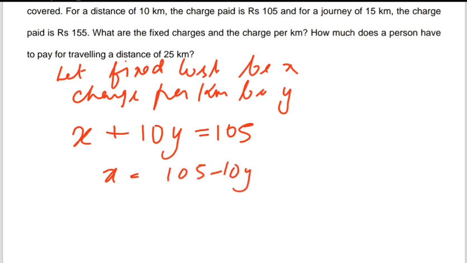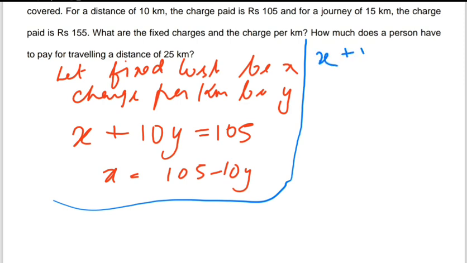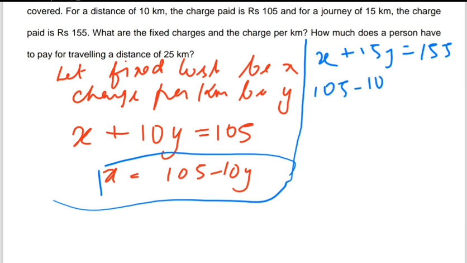So that is our first equation. Let's do the second one. Again, x plus 15y is equal to rupees 155. So the fixed charge plus the charge for distance covered gives you 155. So putting the value of x from the first equation into the second equation, 105 minus 10y plus 15y is equal to 155.